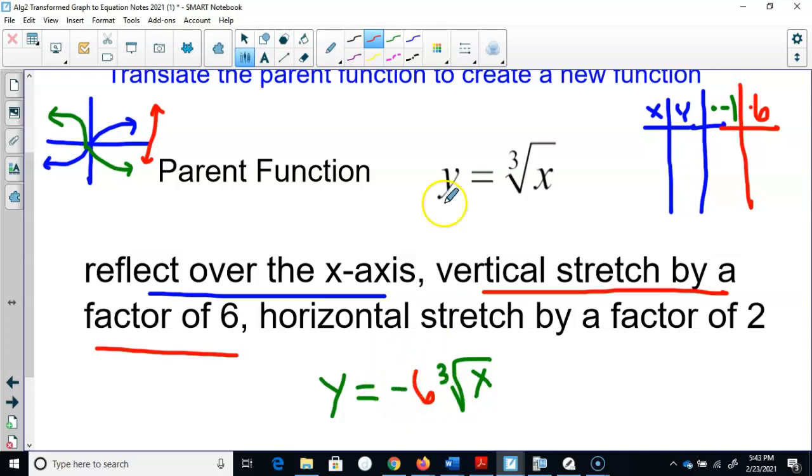So the negative in green, sorry, I wrote it in green. I was trying to color code for you. That takes over the reflection, that negative piece. And the 6 takes care of that vertical stretch.